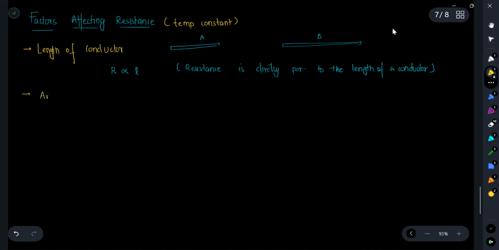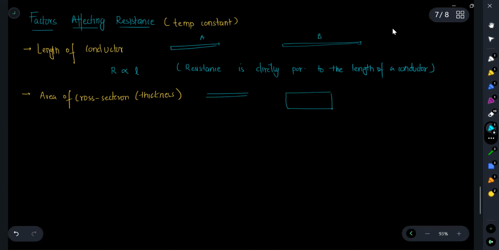नेक्स्ट बात करेंगे हम एरिया ऑफ क्रॉस सेक्शन की, which is another way of saying thickness. So let's say again example, we have a thin tube and we have a very thick tube. किसमें वाटर ज्यादा इजीली जा पाएगा? ए और बी? बी. विच मीन्स कि रेजिस्टेंस ज्यादा किसमें होगा? ए में. So there is an inverse relationship between the area of cross section.